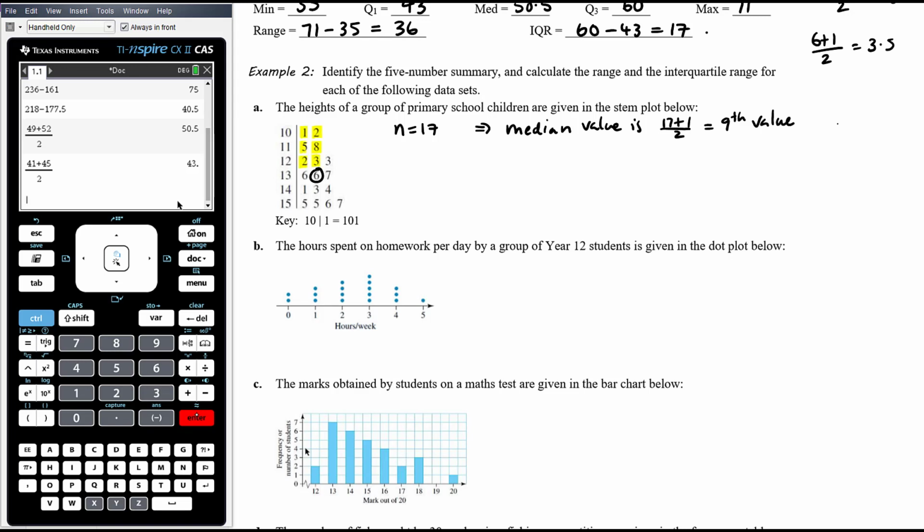Alright, then before that, looking at the first half of the data, there's 1, 2, 3, 4, 5, 6, 7, 8 bits of data before the median. If we've got 8 bits of data, the middle of that will be 8 plus 1 divided by 2, which is 9 on 2, or 4.5. Okay, so it's going to be between the 4th and the 5th. So 1, 2, 3, 4. So the 4th value is 118, and the 5th value is 122.